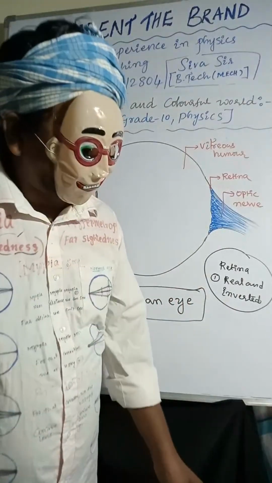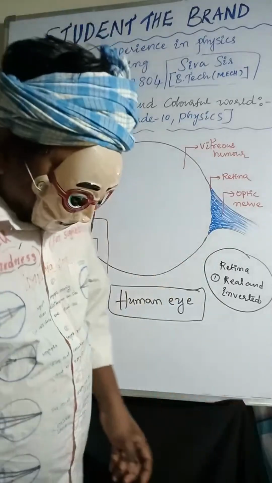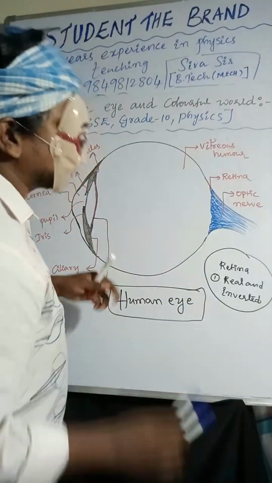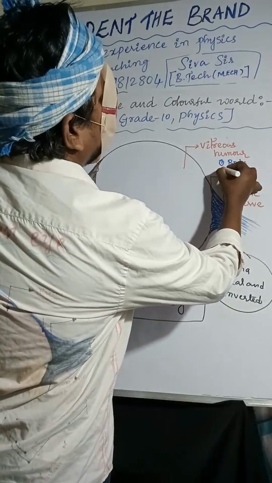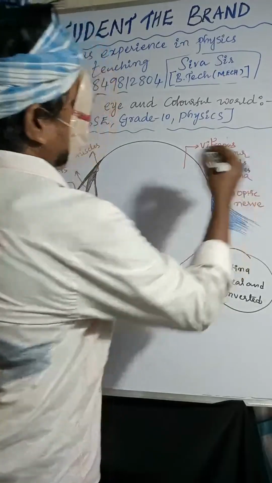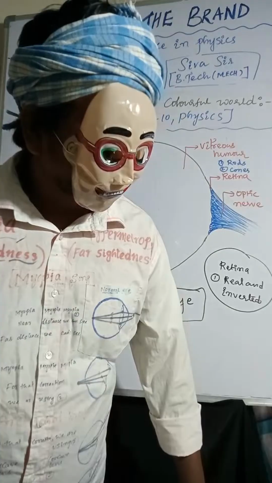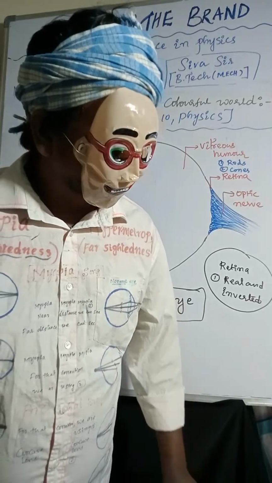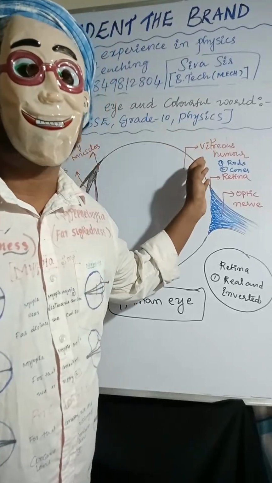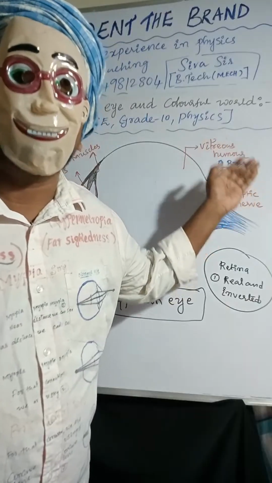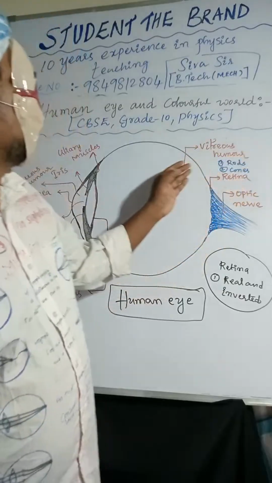So there are two light sensitive cells, rods and cones. Rods sense the intensity of the light. Cones sense the color of the light. Okay, that is about the retina.